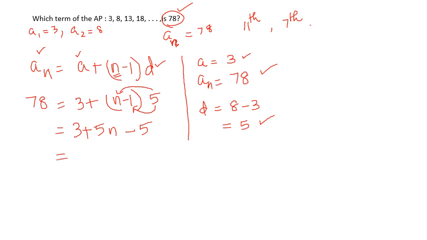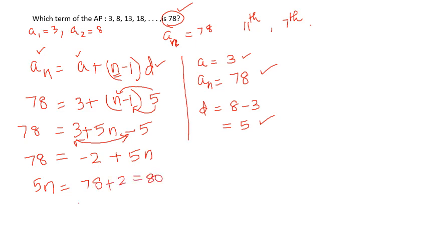So what do you get here? 78 is equal to 3 and minus 5n. You can add these two together. 3 plus minus 5, what is that? It is minus 2. So you get minus 2 plus 5n. Now the only unknown term is n. The 2 you can take to the other side. Then what will you get? 5n is equal to, when 2 goes to the other side, 78 plus 2. What is the answer? 80. So you get 5n equal to 80, or n equal to 80 by 5.